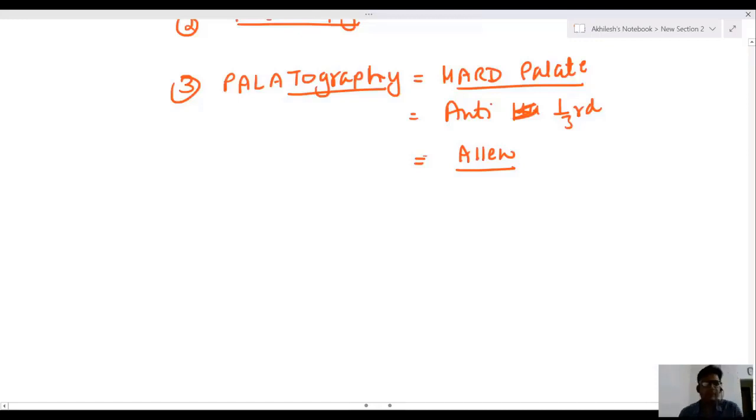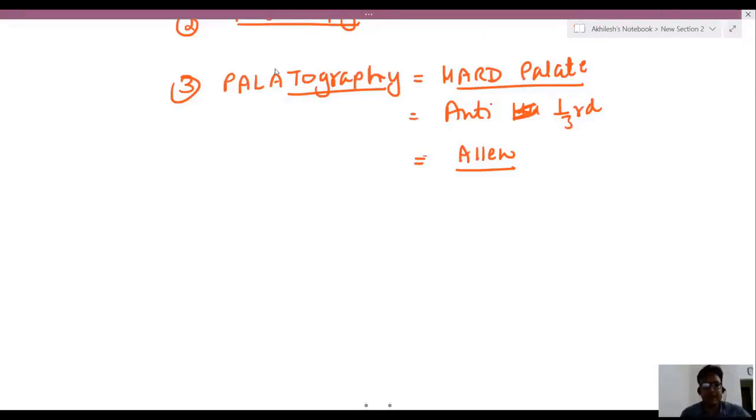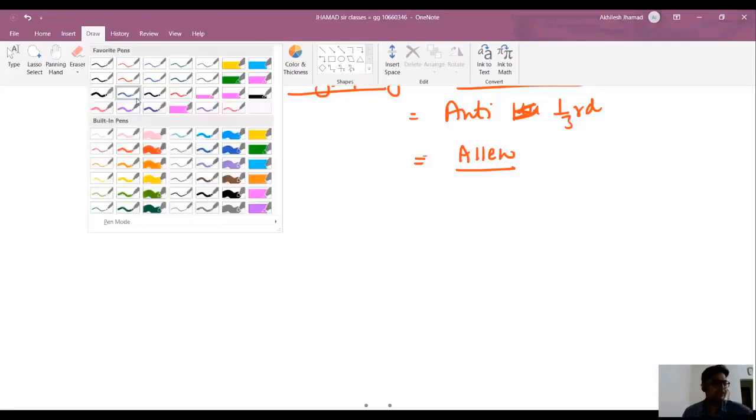We take the anterior one-third of the hard palate, and this was discussed by Allen. This is known as palatography. Now next is chiloscopy.